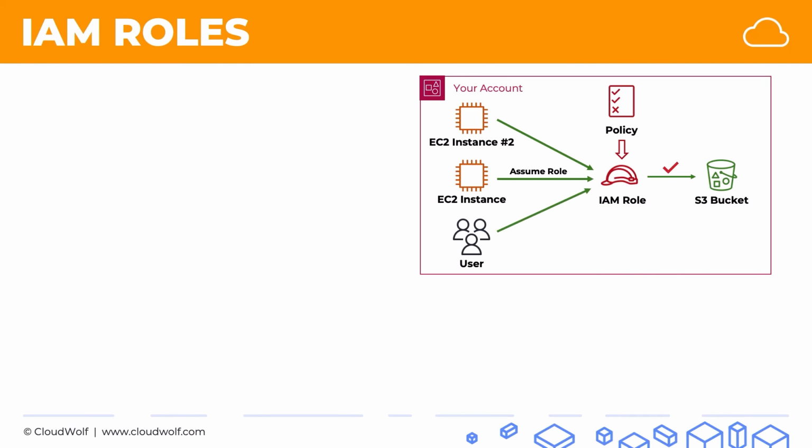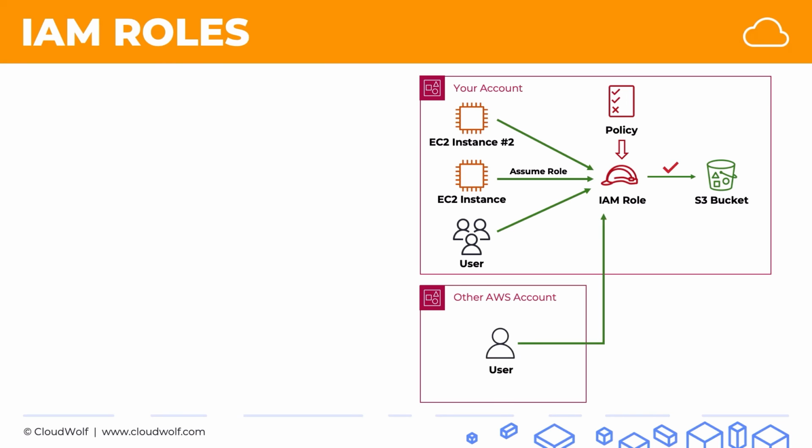Users in your account can assume this role, and that's a way for them to temporarily get permissions to access this bucket. Users in other AWS accounts can assume this role, and applications can also assume this role. So there we go. IAM roles are in general a very versatile way for granting temporary permissions necessary to access AWS services and resources.